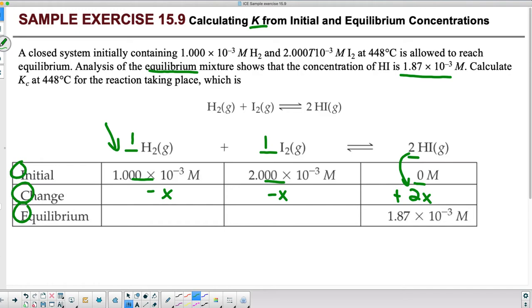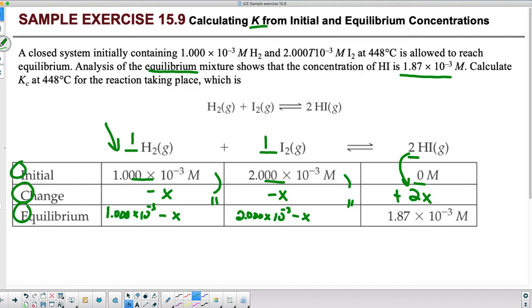So right now, I'm looking at 1.00 times 10 to the negative third minus some amount is going to be the equilibrium amount for H2. 2.00 times 10 to the negative third minus x is going to be the amount for I2. All I did was take the top block and the second block here and put them together to equal this. So this is equilibrium on the very bottom.